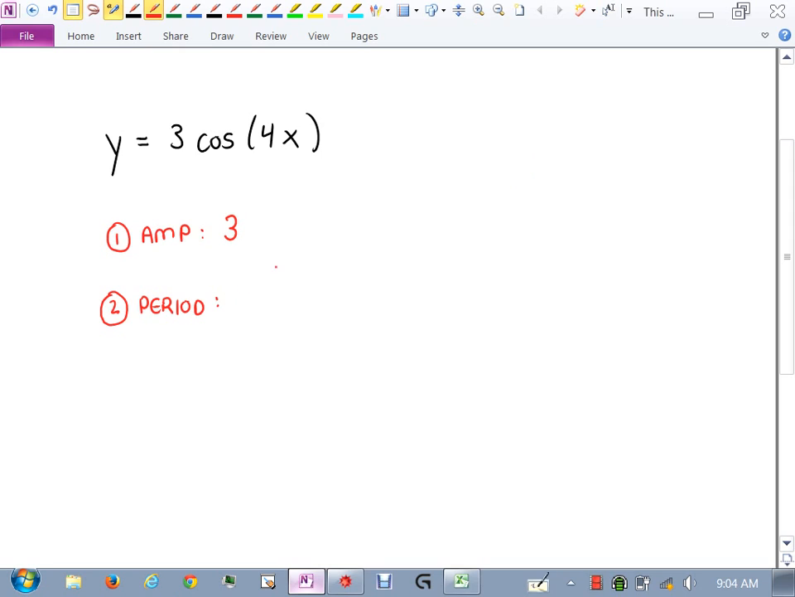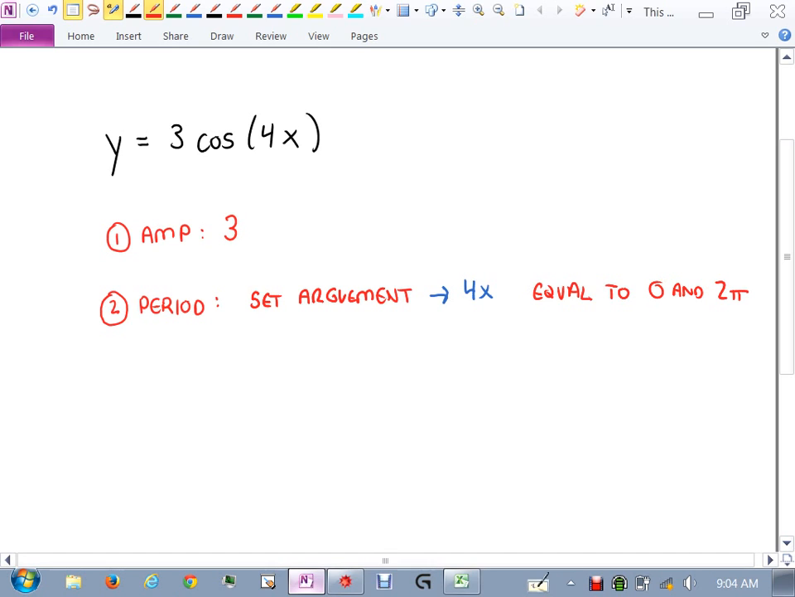Instead, what I'd like for you to do is this. Set the argument, which in this particular problem is 4x, equal to 2 things: 0, and then after that, 2 pi. That's what we're going to do for the rest of the class. Every time we try and find this period, we're going to do these 2 things.